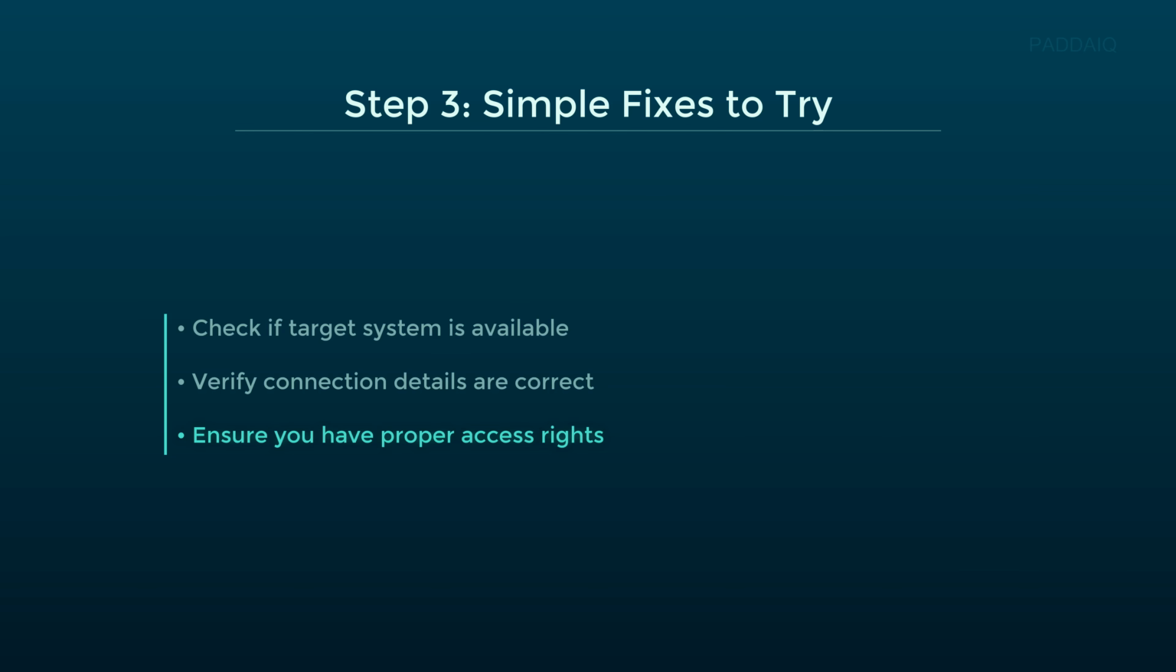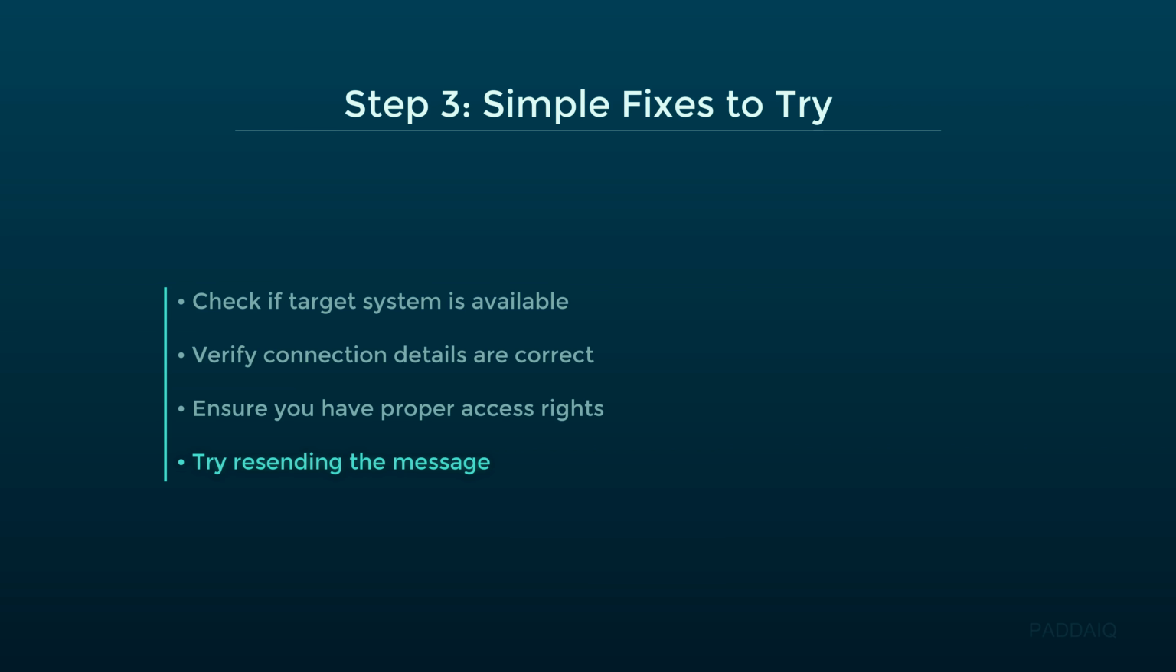Ensure you have proper access rights. This means your user account must be explicitly granted permission to use the service or application. For example, you cannot view a development project if your role lacks the developer authorization. Always verify your assigned roles in the BTP cockpit to resolve access issues.